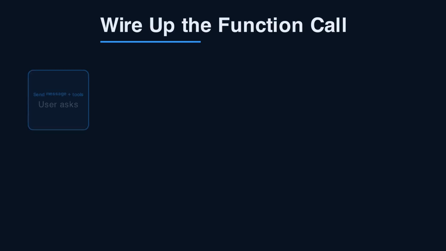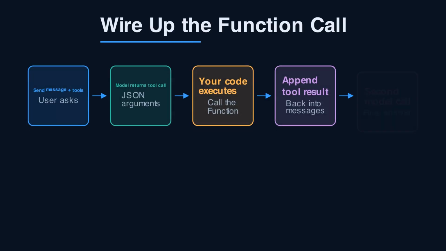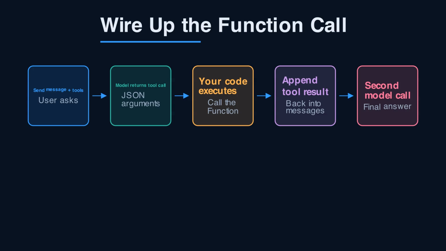Now the action half. We define a tool named lookup_account with its own parameter schema, also strict, so the arguments the model emits are guaranteed valid. We send the user message and the tools list. The model responds with a tool call instead of a final answer. Our code reads the arguments, calls the Azure function, and appends the result as a tool message back into the conversation. Then we call the model a second time.